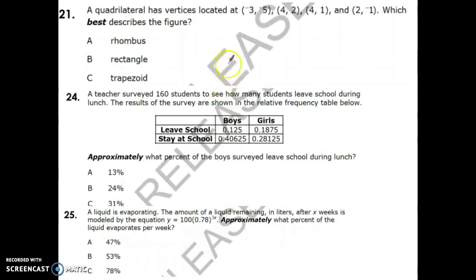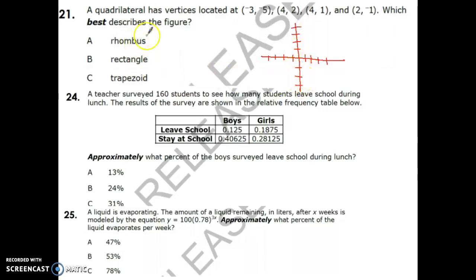A quadrilateral has vertices, blah, blah, blah, which best describes the figure. So some of y'all used the distance formula. I would tell y'all, please just graph it. Honestly, just graph it. Get some graphing paper and just look at the figure. And if you can't figure it out, then find the distance between them. But y'all graph this problem.